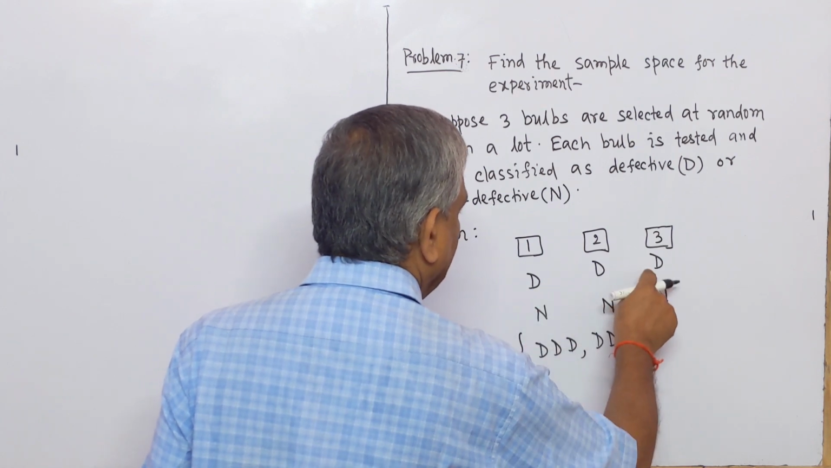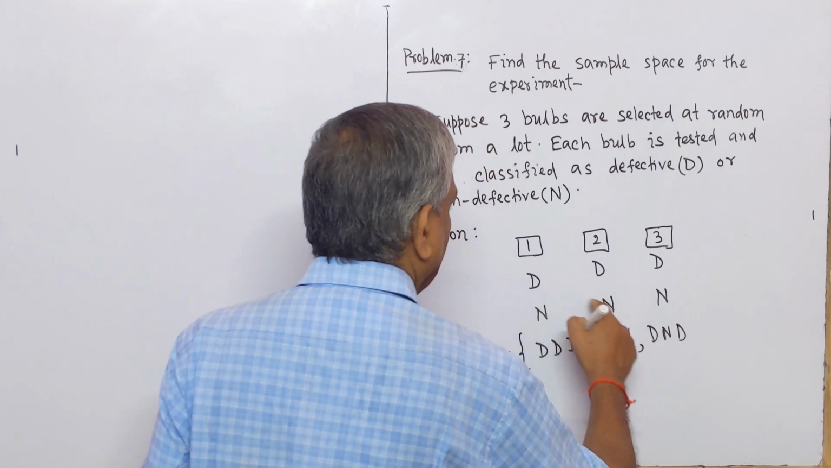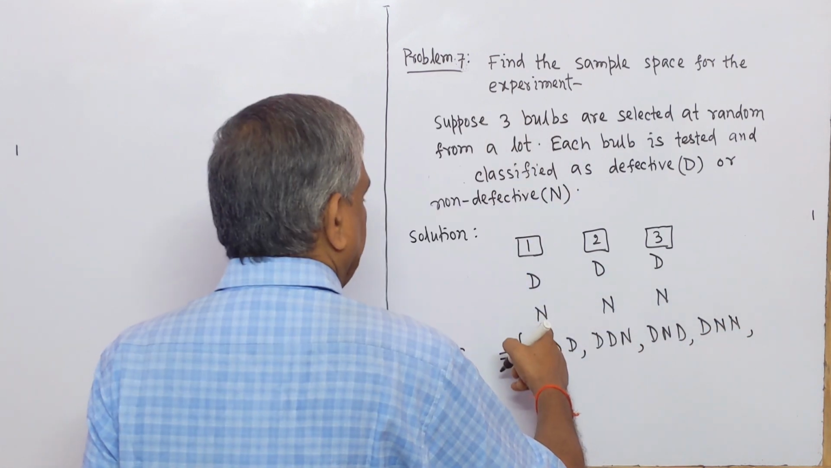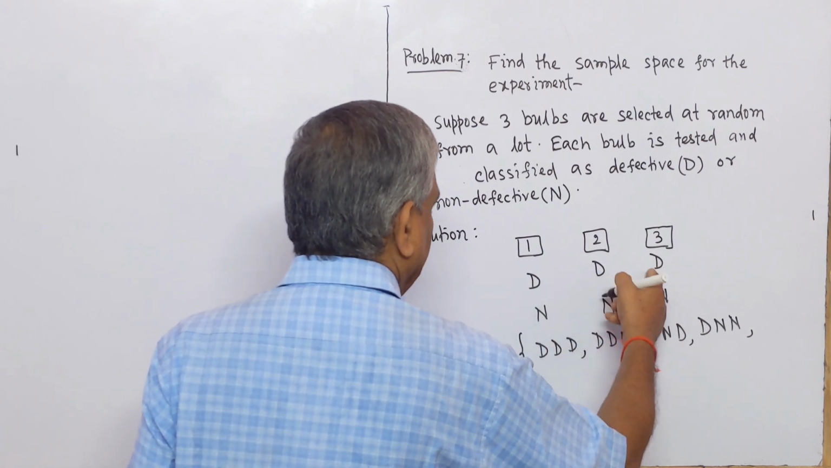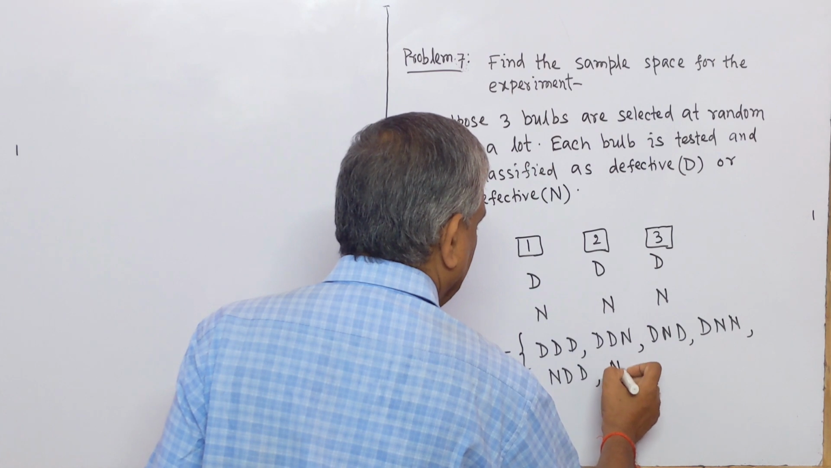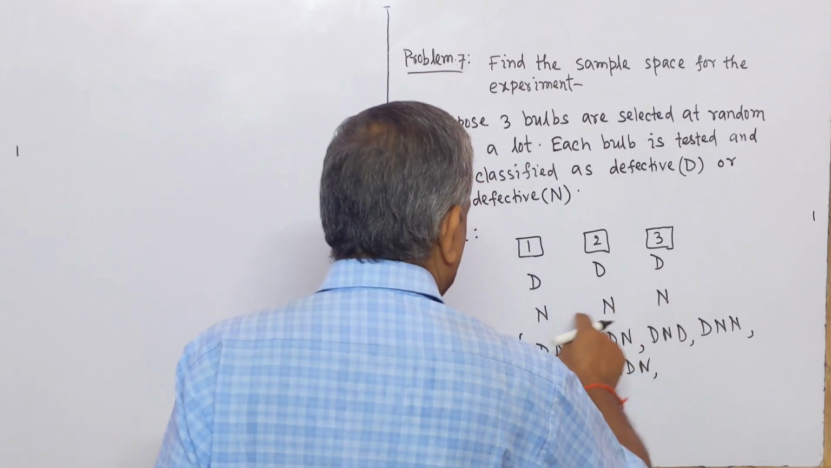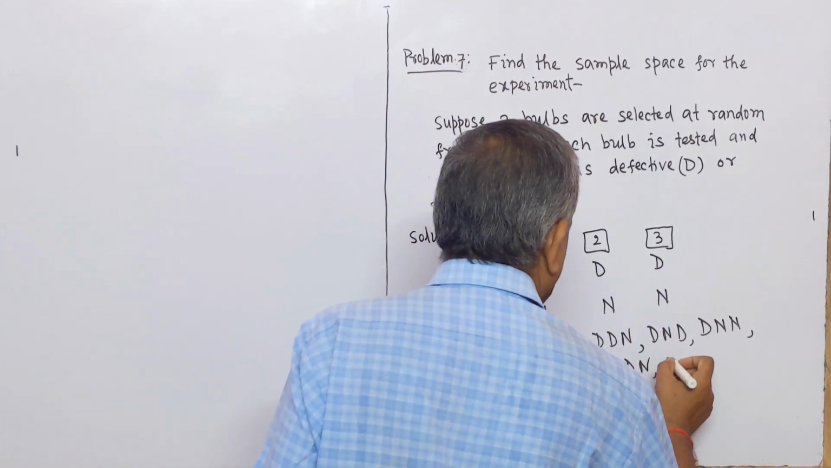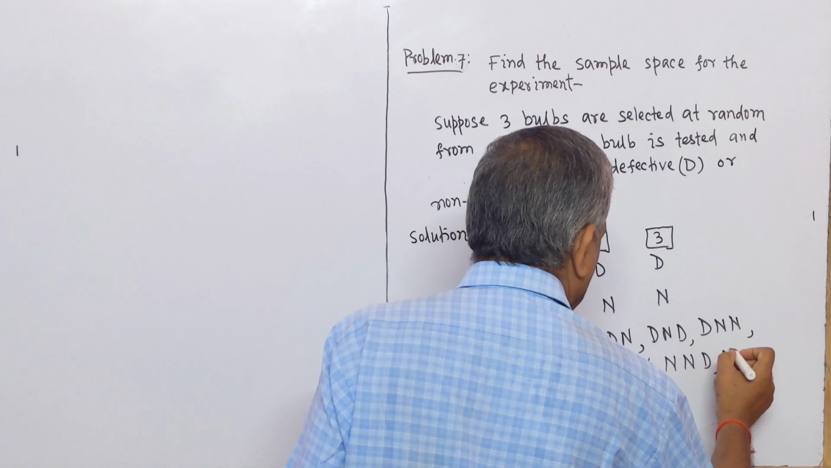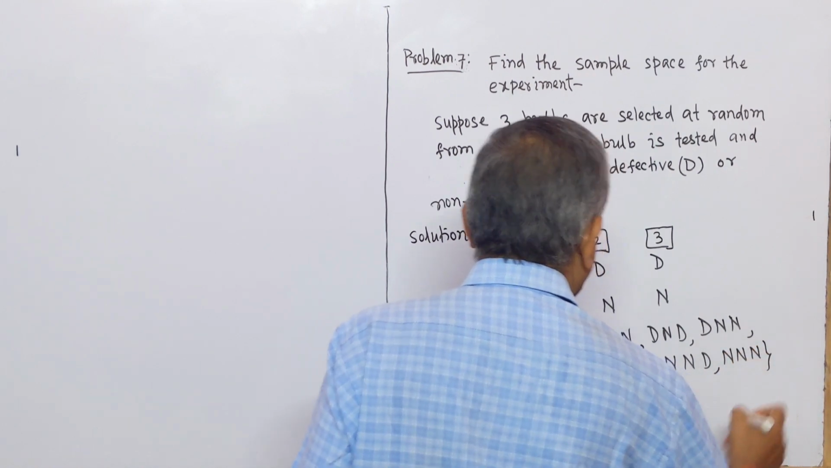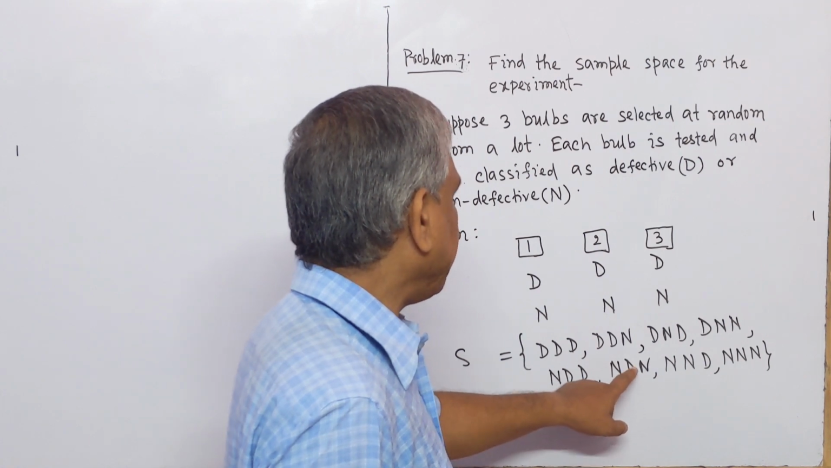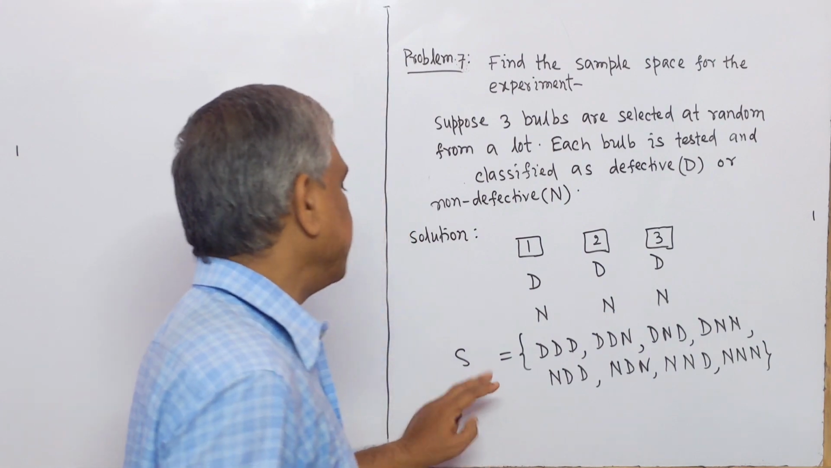Then DND, then DNN. Now N, first bulb N, DD, NDD, NDN. Now NND, then NNN. Since any outcome, let this outcome means first bulb is non-defective, second bulb is defective, third bulb is non-defective. So this is the sample space.